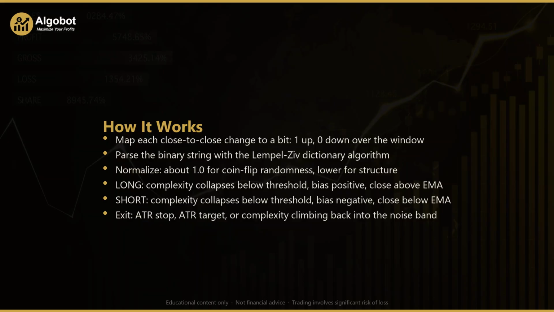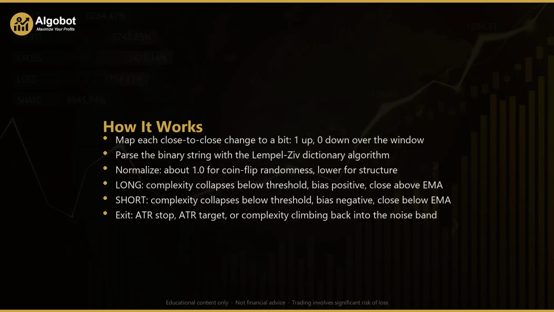Now for managing the trade. When the entry is placed, the EA immediately attaches 2 protective levels derived from the average true range. The stop loss sits at the stop multiplier, 2 by default, times the ATR away from entry. The take profit sits at the target multiplier, 3 by default, times the ATR in the favorable direction. That gives a reward to risk shape of 3 to 2, or 1.5 to 1, defined by volatility rather than a fixed number of pips.